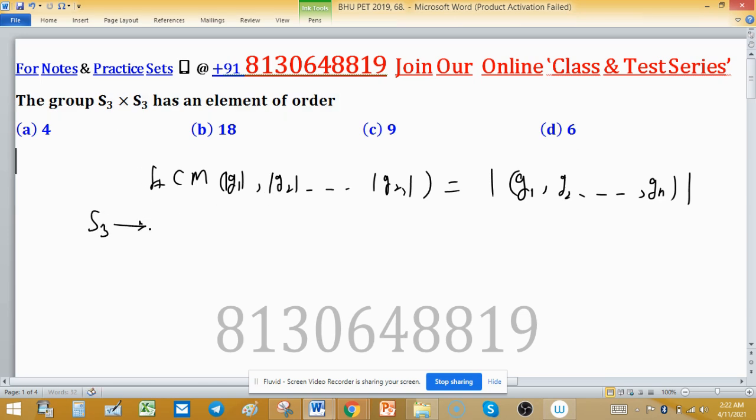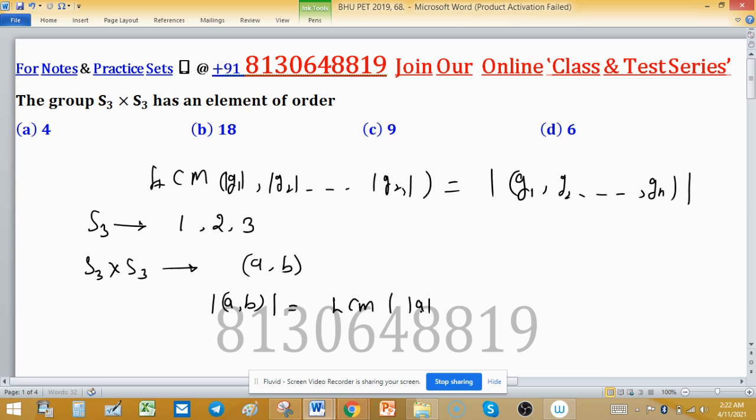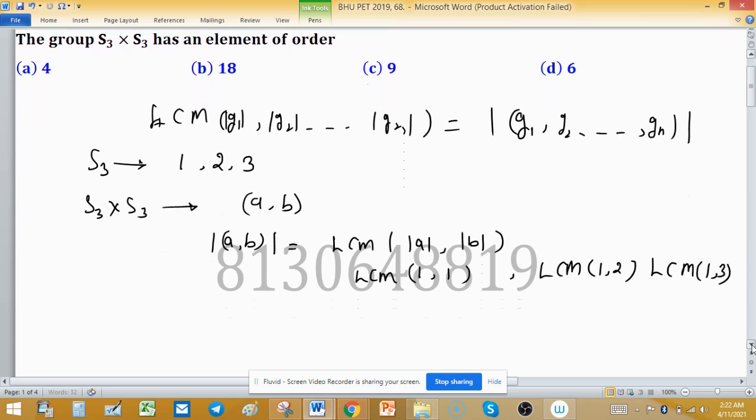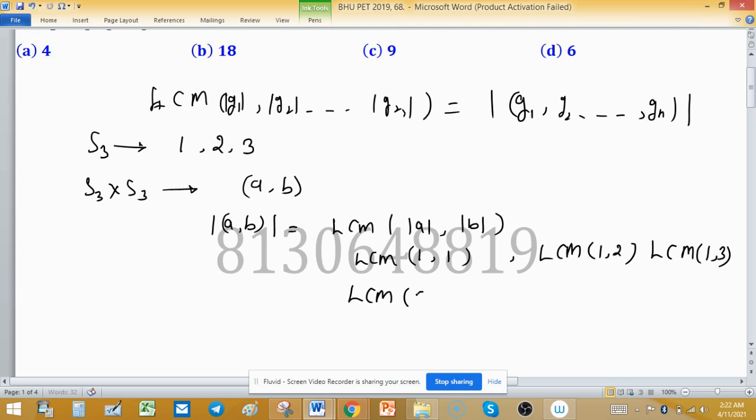We know that S3 has elements of order 1, 2, 3. So S3 cross S3 will have elements. Suppose this is an element (a, b), then the order of this element will be the LCM of the possible order of a and the possible order of b. We know that the possible orders of a and b are 1, 2 and 3. So LCM of 1, 1, LCM of 1, 2, LCM of 1, 3, and the other pairs also: LCM of 3, 1, LCM of 3, 2 and LCM of 3, 3.